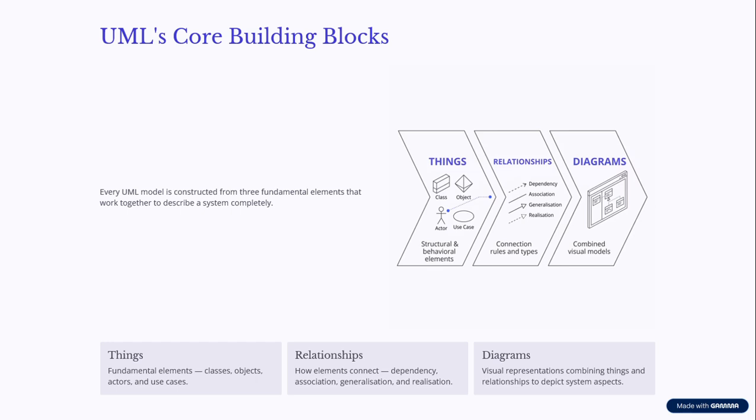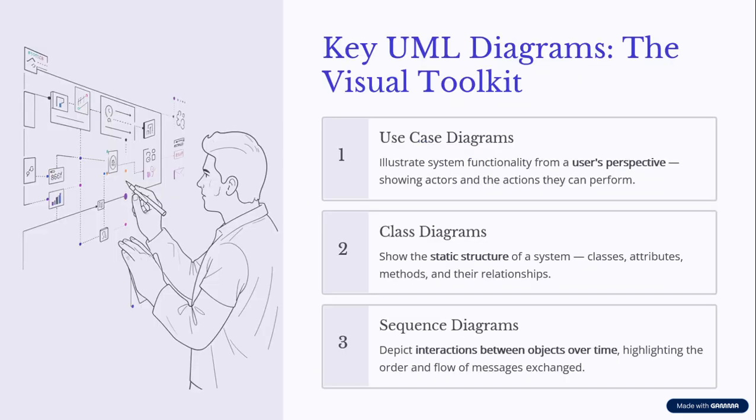UML's core building blocks. Every UML model is constructed from three fundamental elements that work together to describe the system completely. So the first one is things, the second one is relationships, the third one is diagrams. Key UML diagrams, now the visual toolkit.